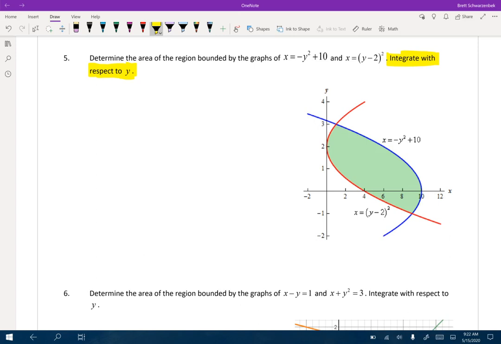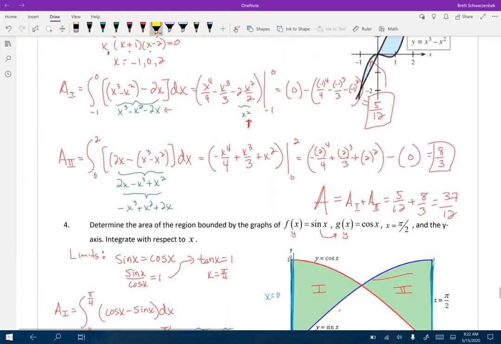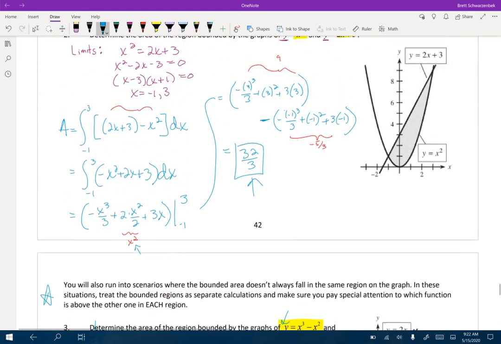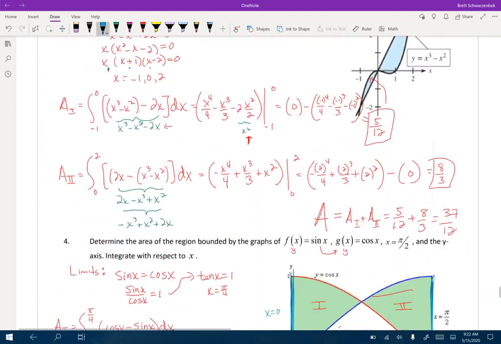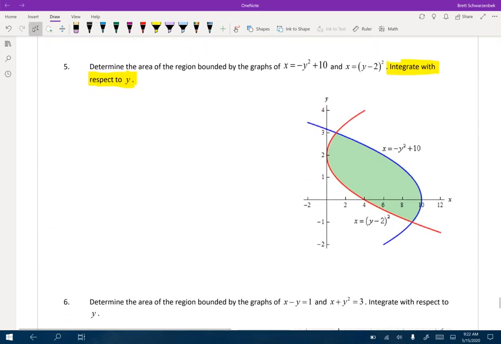Now note, they're not always going to be solved for x, but in a problem where you integrate with respect to y, they must be solved for x. Just like in an integration with respect to x, they must be solved for y. So you can see they're all solved for y. That must be the case so that you can do your substitution with the limits and so forth. So the same thing goes for integrate with respect to y. They have to be solved for x. Make sure that you keep that in your head.